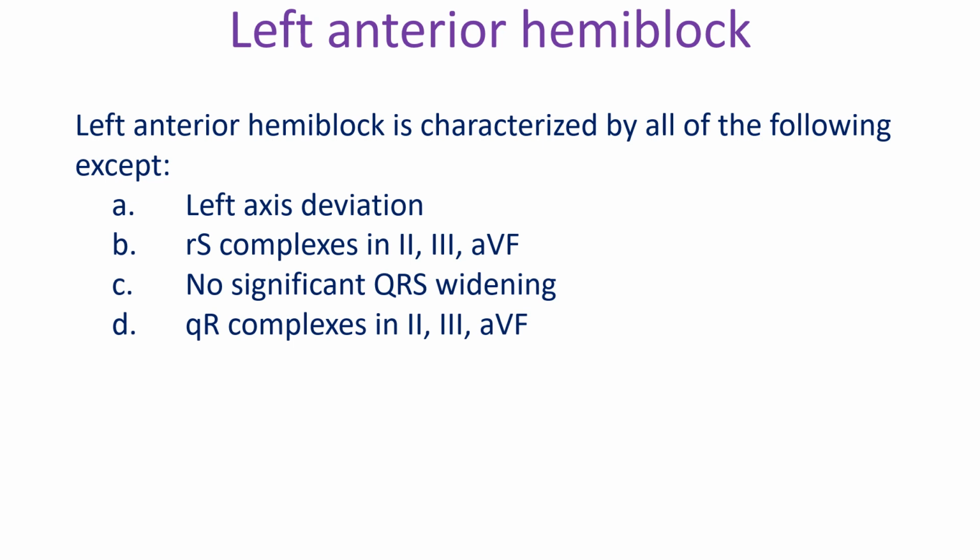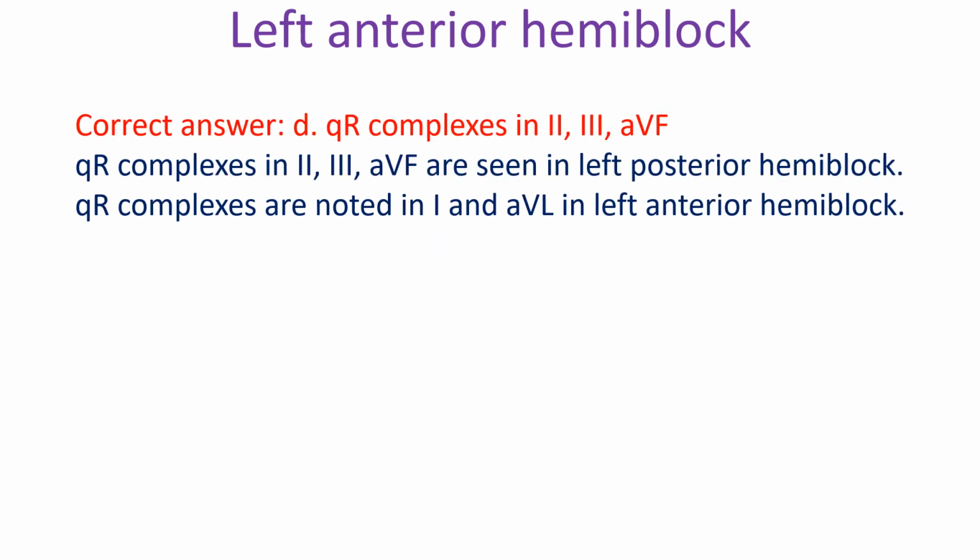Left anterior hemiblock is characterized by all of the following except A. Left axis deviation, B. RS complexes in 2, 3, aVF, C. No significant QRS widening, D. QR complexes in 2, 3, aVF. Correct answer D. QR complexes in 2, 3, aVF.